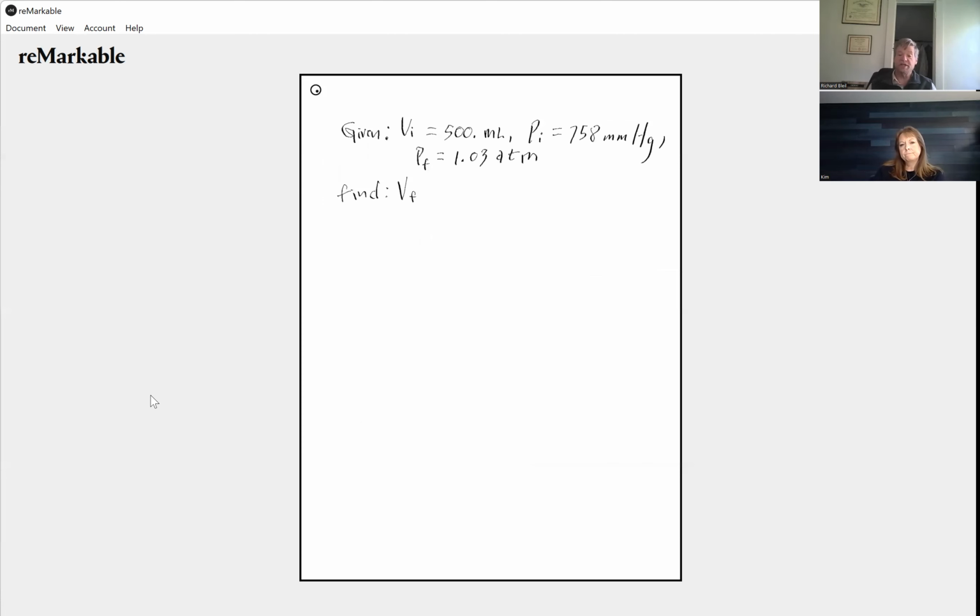So we have an initial volume of 500 milliliters and an initial pressure of 758 millimeters of mercury. But then we take this bottle and we squeeze it so that the internal pressure is 1.03 atmospheres. What's the final volume? Well, remember the two cardinal rules.